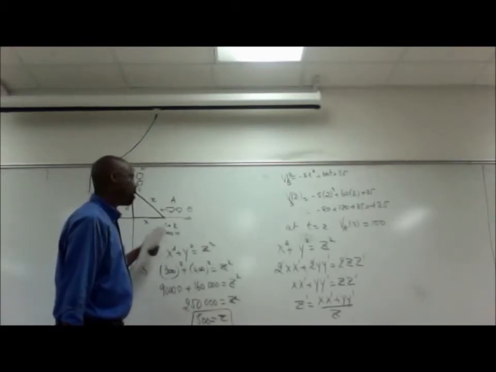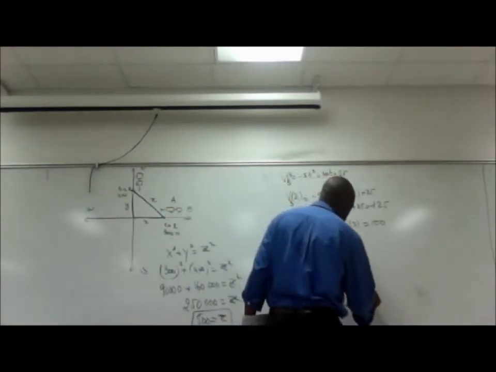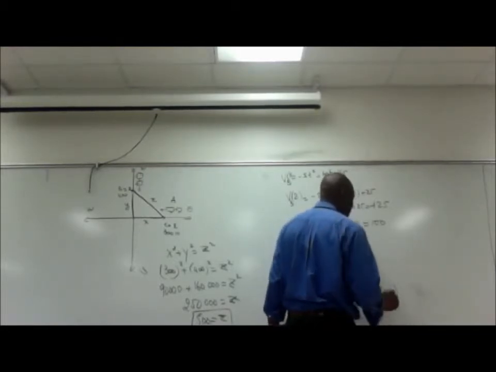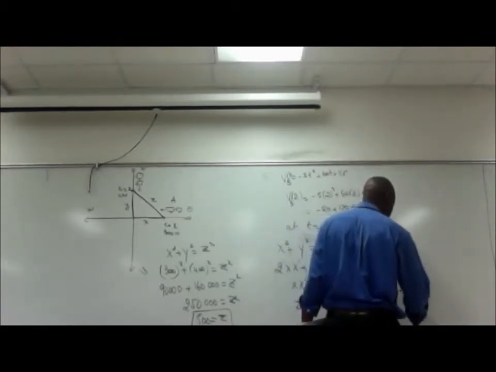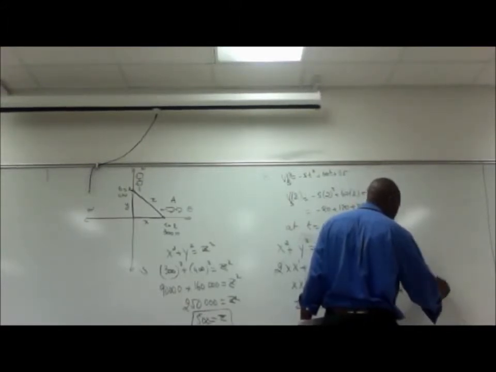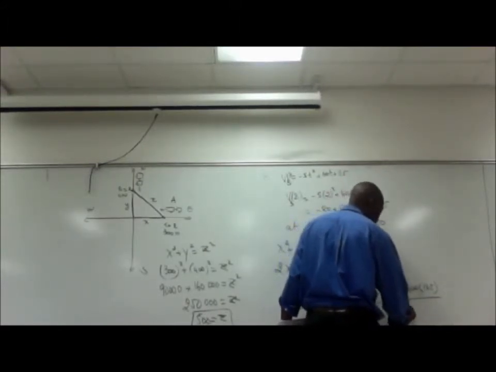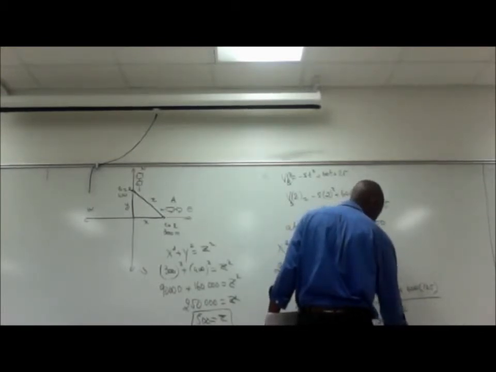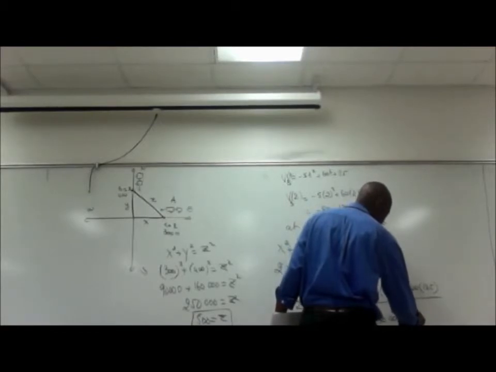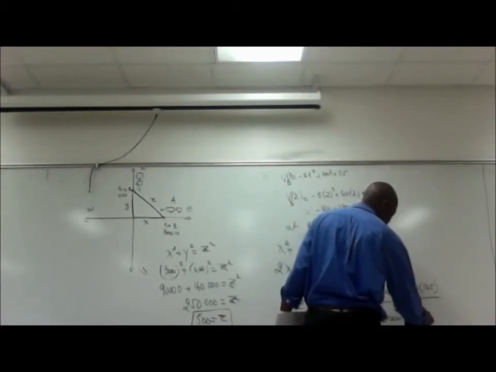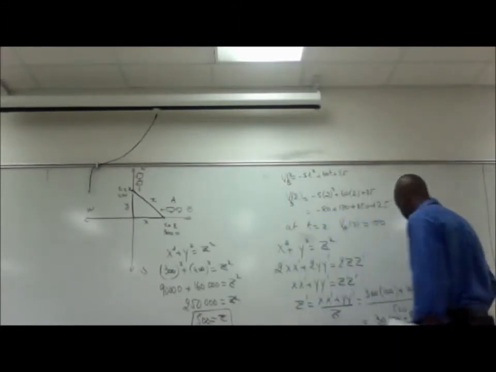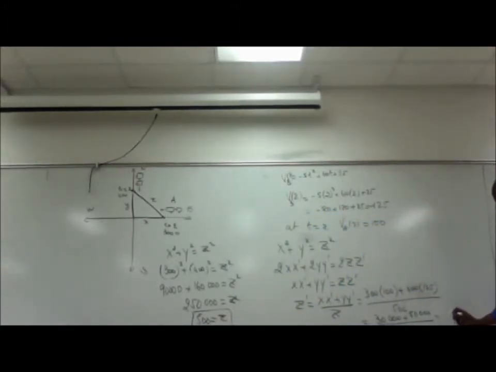X is 300, so 300 times 100, which is the velocity, plus 400 times 125, divided by z, which is 500. If you do the math, it's going to be 30,000 plus 50,000 divided by 500. That would be what?